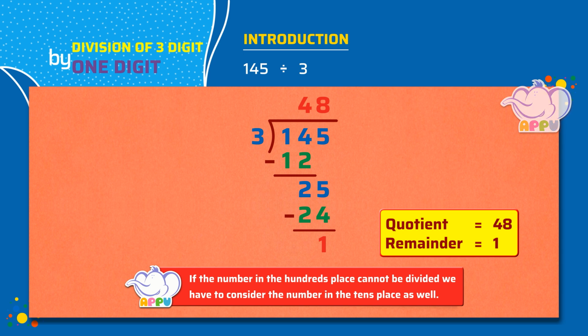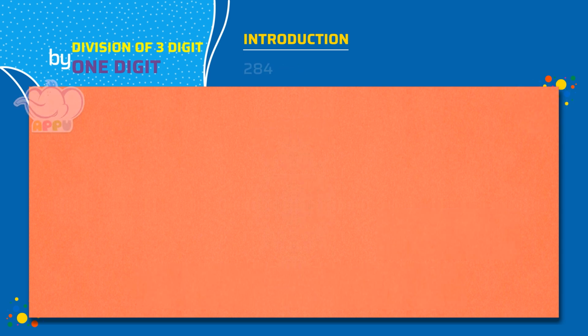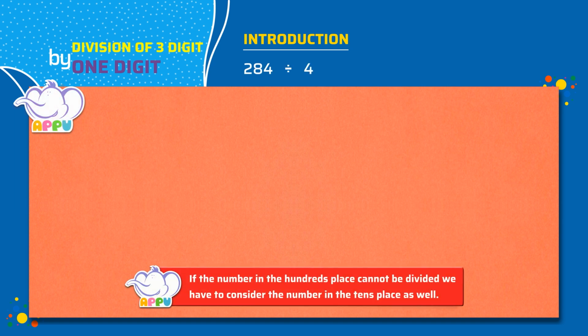Let's look at another example. Divide 284 by 4. We write the division bracket and write 4 outside the bracket and 284 inside the bracket. Step 1. We cannot divide 2 by 4 since 2 is smaller than 4. So we consider the tens digit as well.